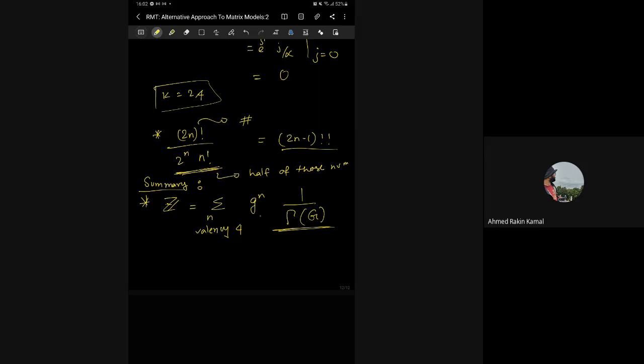So in these graphs, the power of g counts the number of vertices. G1 is graphs of vertex 1, G2 is graphs of vertex 2, and the coefficient of them is this number, which is the automorphism factor or the symmetry factor that says the number of things I can do with this graph. That is the number of operations I can perform on this graph and still keep my graph invariant. This is our graph partition function.